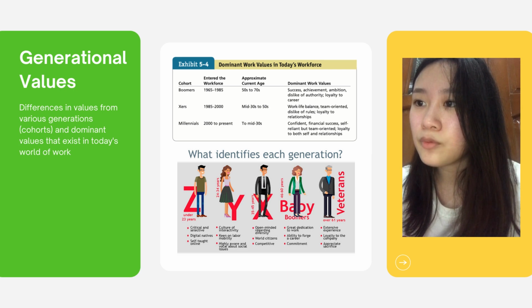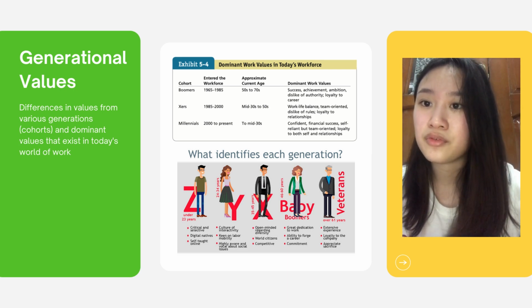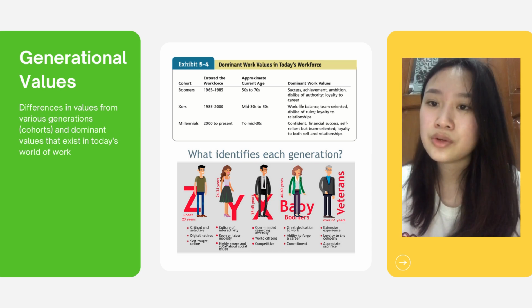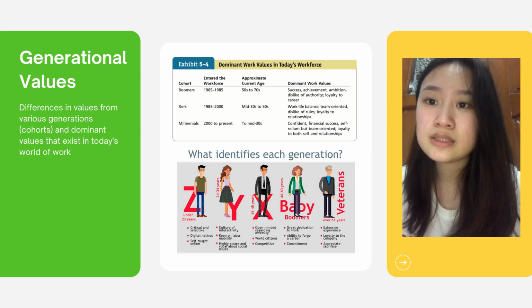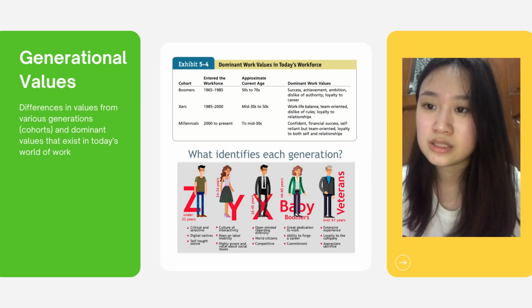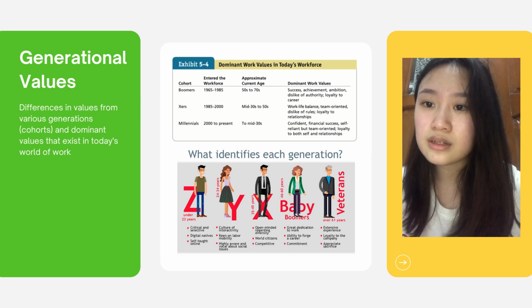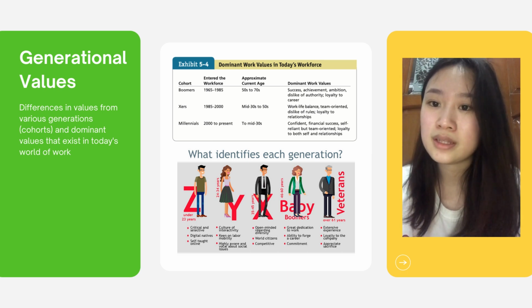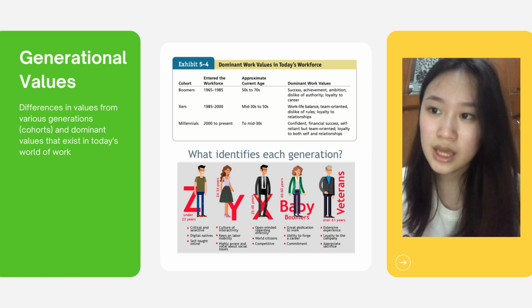For boomers, there's success, achievement, ambition, dislike of authority, loyalty to career. For Xers, there's work-life balance, team-oriented, dislike of rules, loyalty to relationships. And for the millennials, there's confident, financial success, self-reliant but team-oriented, loyalty to both self and relationships.